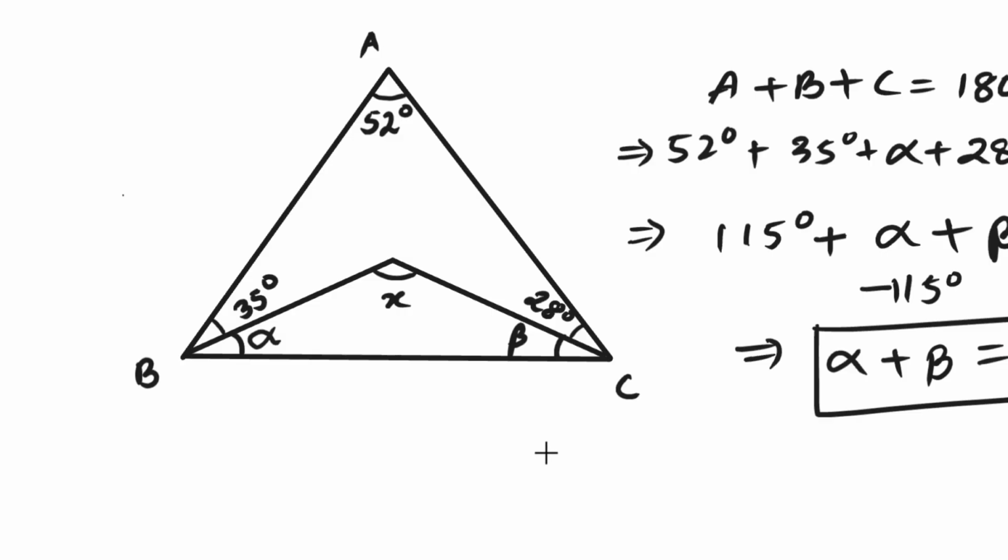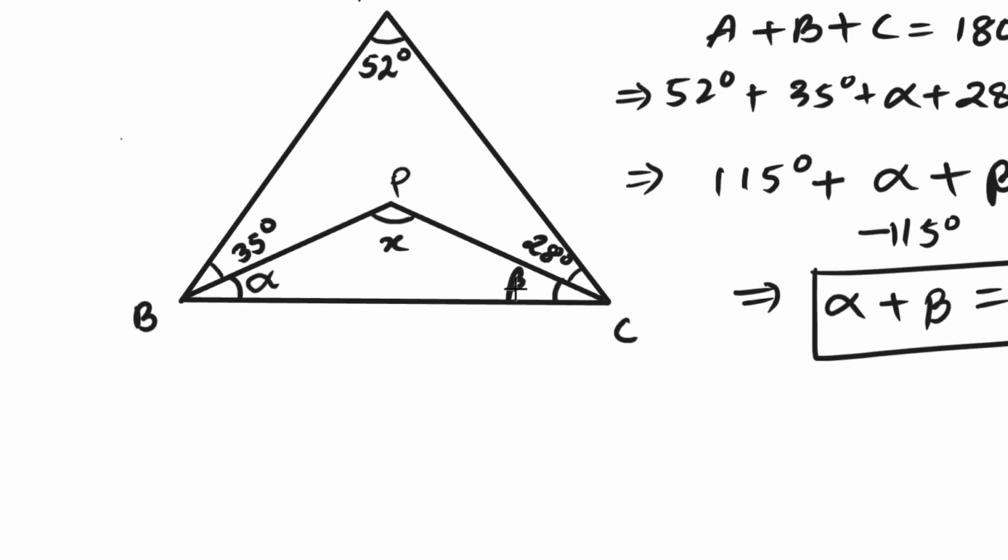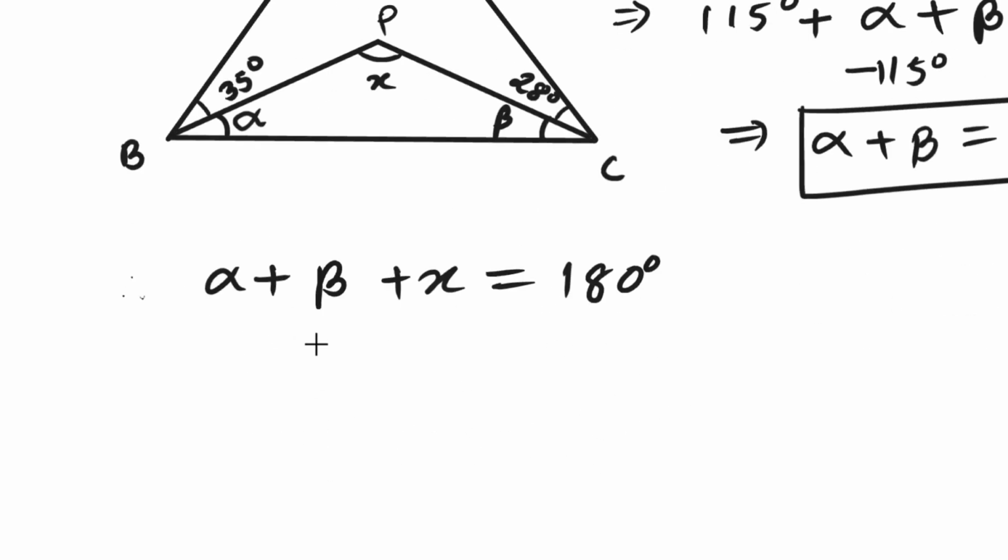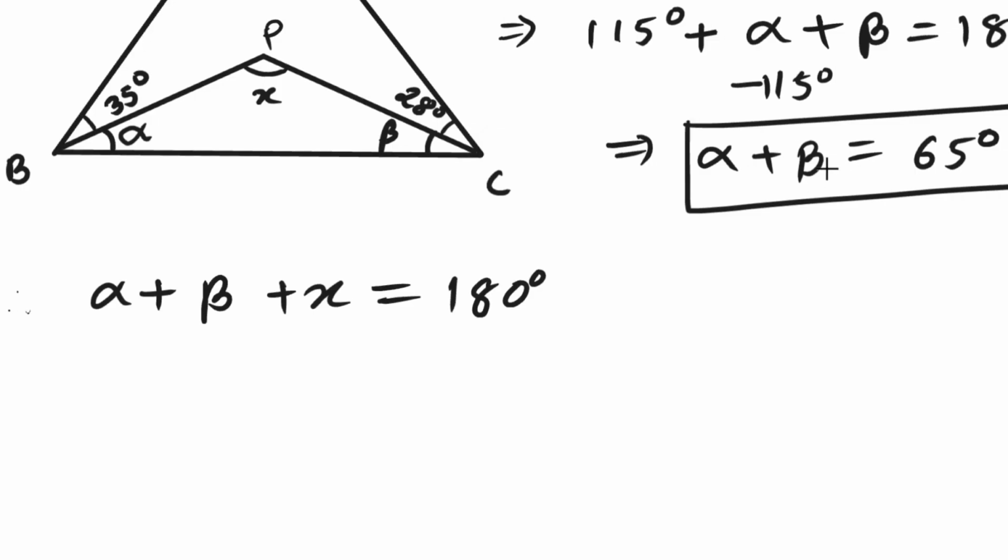Now let's move our attention to triangle PBC. In this triangle, one angle is alpha, another angle is beta, and the remaining angle is x. Once again, we use the angle sum property of a triangle. Since every triangle has interior angles adding up to 180 degrees, we can write alpha plus beta plus x equals 180 degrees. From the previous equation, we already found that alpha plus beta equals 65 degrees.